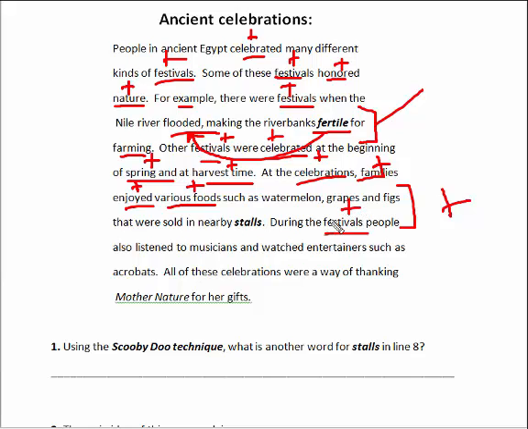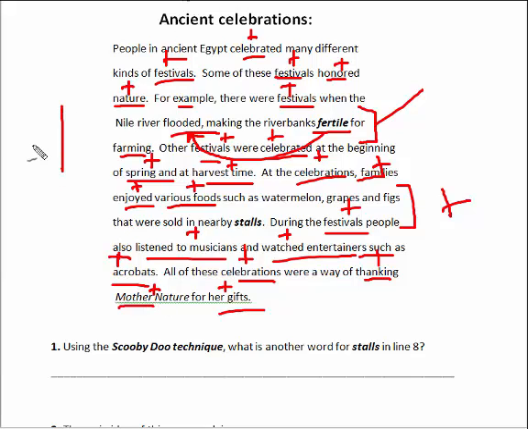Festivals is positive. Listen to musicians, that's positive. Watch the entertainers, that's positive. Acrobats, an acrobat, that sounds interesting. I like that. Celebrations. Thanking, positive, and gifts is positive as well. When I say mother, I feel like that's a positive word as well. It's many, many words that tell us the overall theme for this passage is going to be positive.